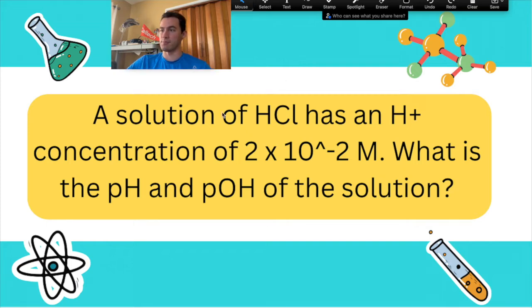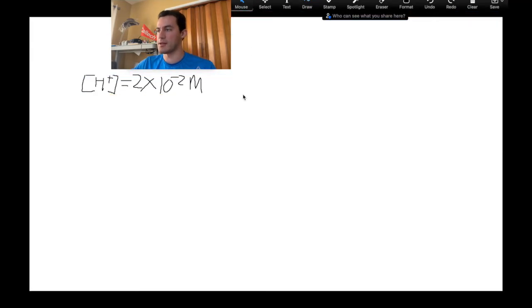So I'm going to start off with this problem in which it reads, a solution of HCl has a proton concentration of 2 times 10 to the negative 2 moles. What is the pH and pOH of the solution? Okay, let me write this down real quick. Our solution concentration is going to be 2 times 10 to the negative 2 moles of H+. After this, I'm going to move it to the next page. Yep, just like that. Alright, sweet.